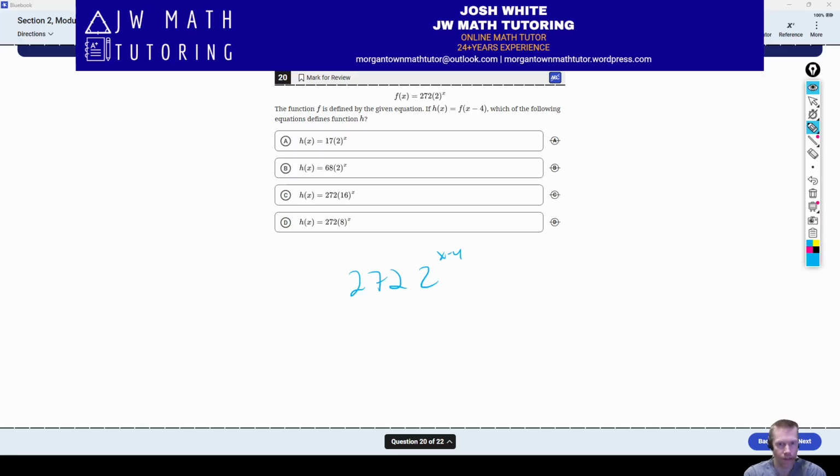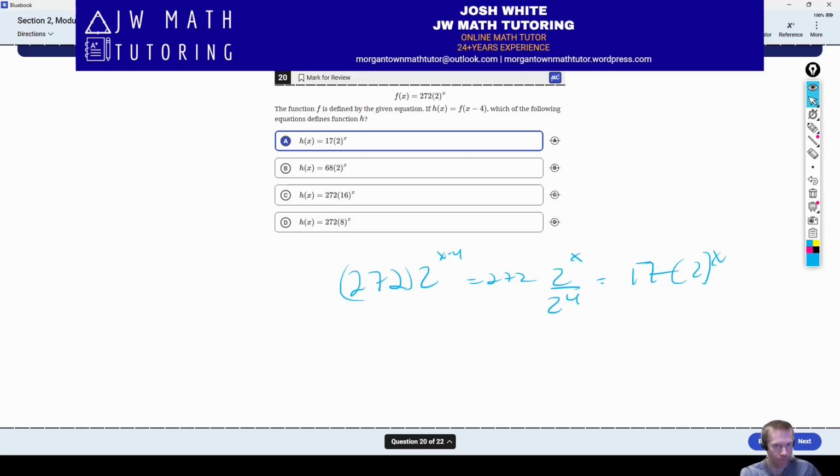and then what happens, let me just make sure I write this out correctly. This 2 to the x minus 4 gets split up as 2 to the x over 2 to the fourth, because when you're dividing, you subtract your exponents. And then this 2 to the fourth, which would be 16, ends up dividing by 272 to make 17 out front, and you get 17 times 2 to the x. So the correct answer for this one's letter A.